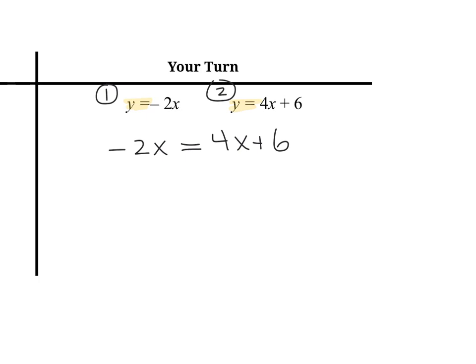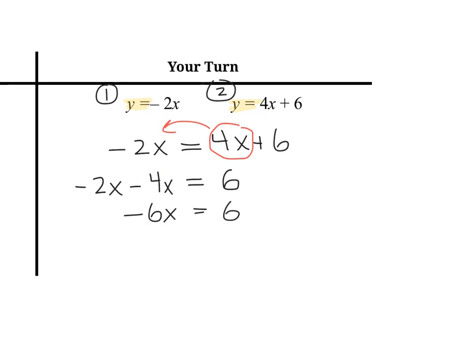What I now want to do is collect like terms. So I'm choosing to collect all of my x terms over on the left-hand side. I'm going to bring 4x over, which leaves me with negative 2x minus 4x, which is equal to 6. Negative 2 minus 4 is negative 6x. And then to isolate for x, I'm going to divide both sides by negative 6. That leaves me with a solution of x equals negative 1.